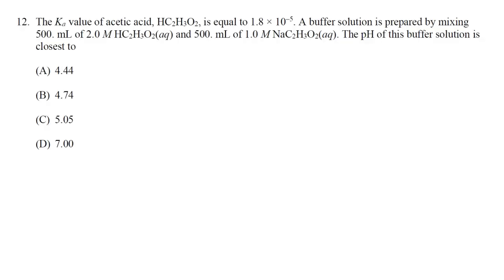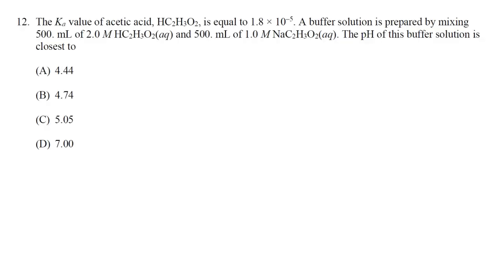A buffer solution is prepared by mixing 500 milliliters of 2.0 molar acetic acid and 500 milliliters of 1.0 molar sodium acetate, which has the formula NaC2H3O2. So the weak acid is acetic acid, and then its conjugate base, acetate, is being combined together. But notice that the amount of moles of the weak acid and the conjugate base are not exactly the same.